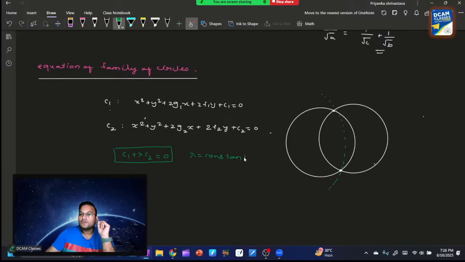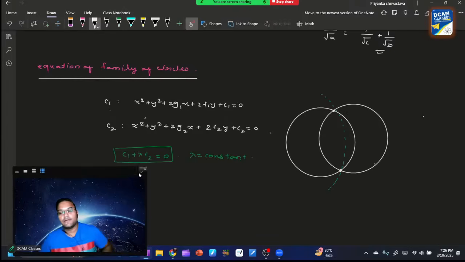For different values of lambda, you will get all the different kinds of circles that you may form. This C1 plus lambda C2, for different values of lambda, represents the family of circles. Why do they say family? Because all the circles are passing through the same point of intersection, meaning they are part of one family only, but they are different.